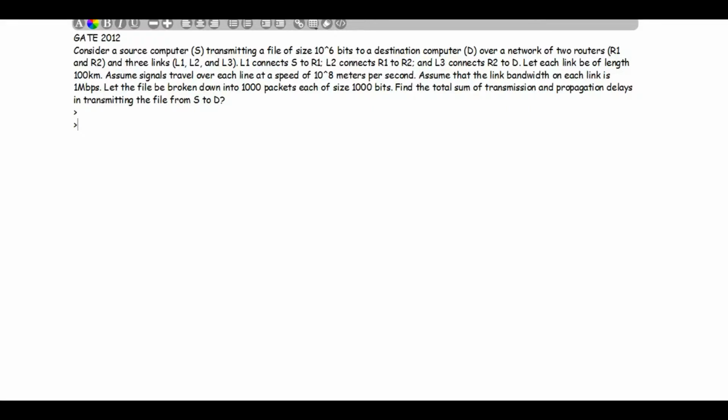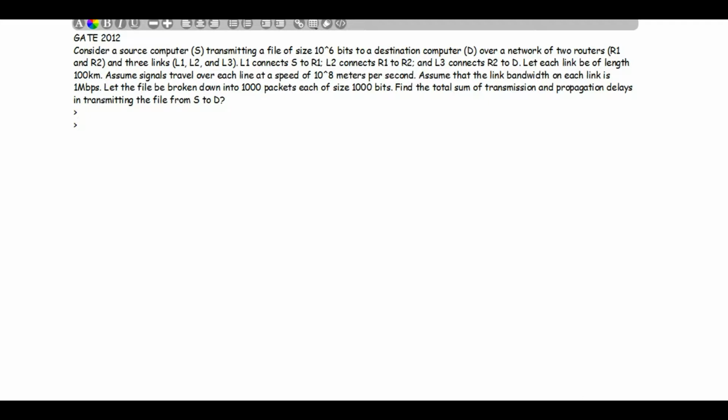So this question was asked in GATE 2012. Consider a source computer S transmitting a file of size 10 to the power 6 bits to a destination computer D over a network of 2 routers and 3 links.